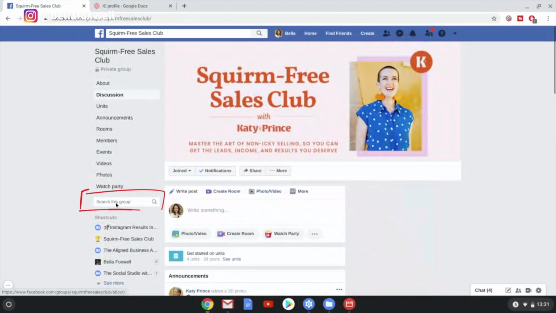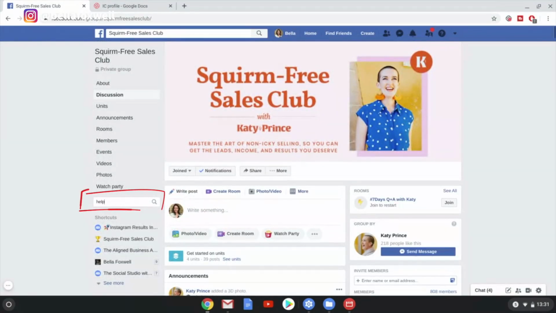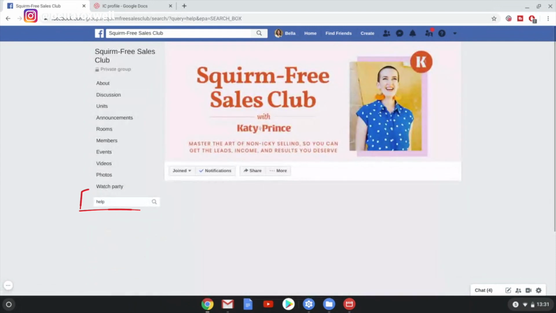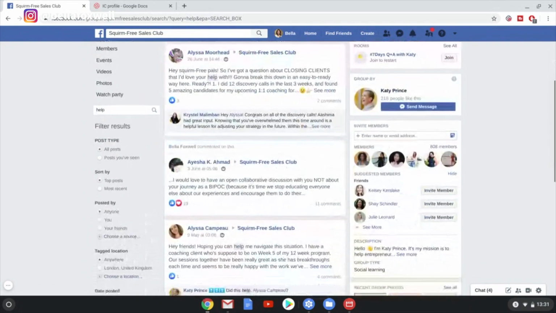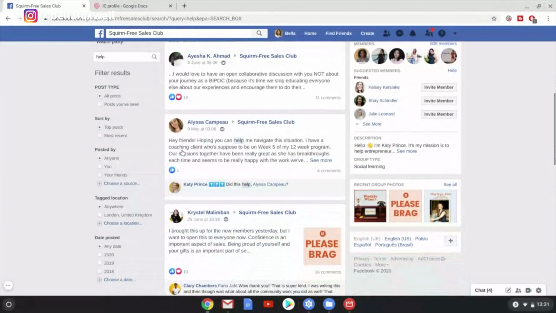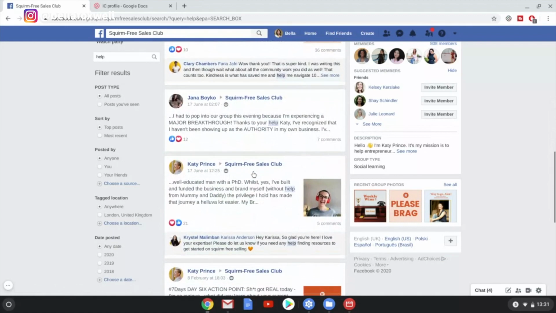What you can also do in these Facebook groups is search for the word challenge, help, problem, struggle. Search for those words in the search box of that Facebook group, and it will bring up all of the posts where people have shared issues they're struggling with, problems they're having, and that will help you again understand where it is that your IC is struggling.